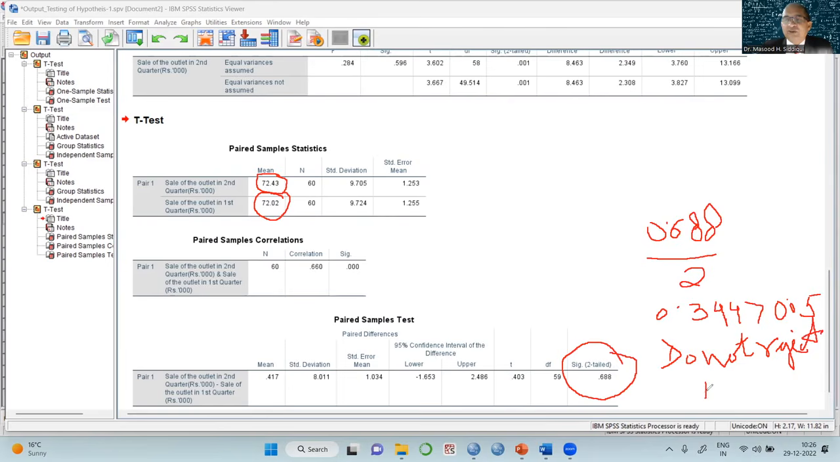Okay. We do not reject the null hypothesis means the difference is insignificant. Difference insignificant means apparently the advertisement campaign is not a success, provided all other environmental factors remain the same. So this is the first interpretation, right? Hopefully this is clear to all of you. Now I am putting this on our slides also.